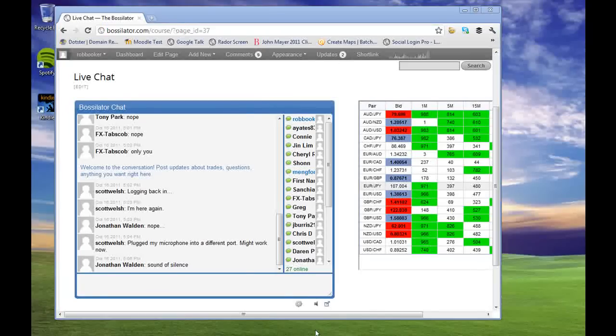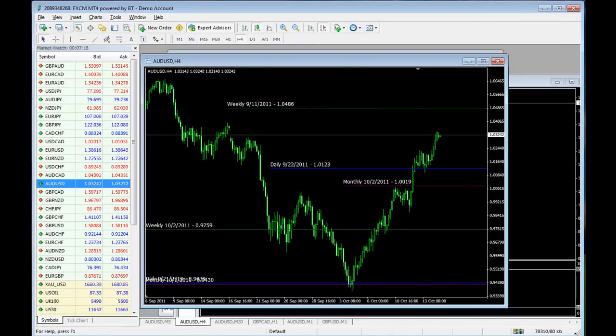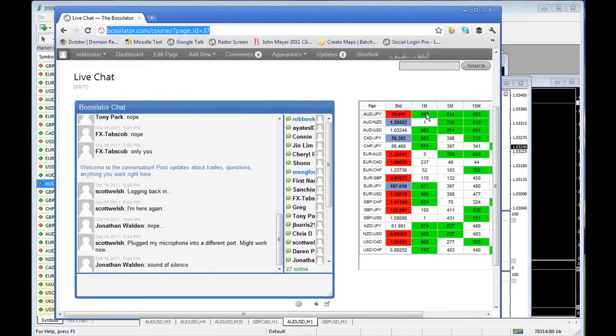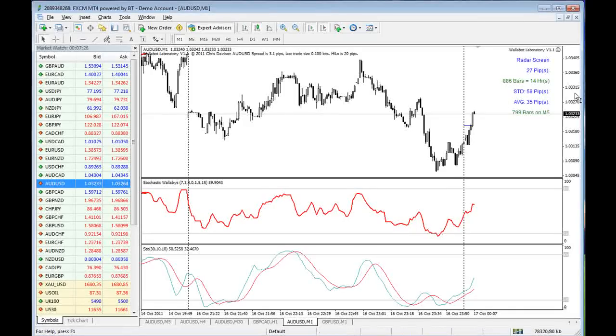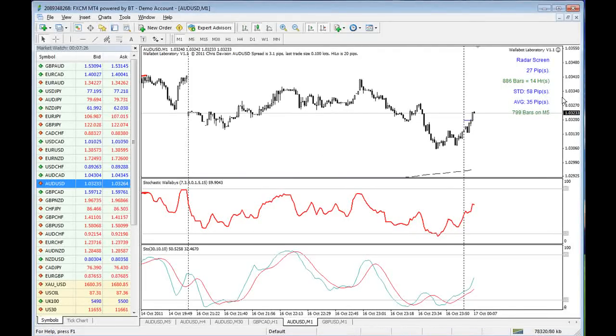Let's kick things off tonight with a view of the Australian dollar, US dollar. If you're looking at the radar screen at any time recently, you will have noticed that the 1 minute Australian dollar, US dollar is reaching a reading on the Bossilator of 983, and the 5 minute is reaching a reading of 814. Tonight, I'd like to spend a few moments with you and just talk about ways to counter trend a currency pair that is producing these high Bossilator readings.